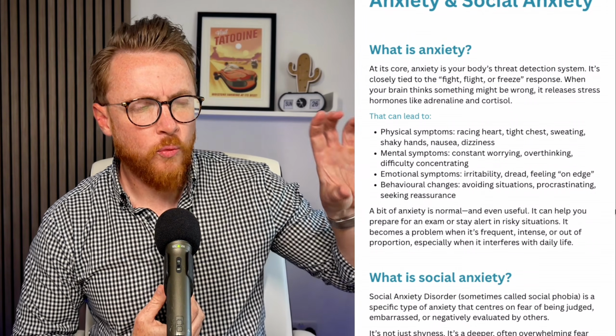So you've got those physical symptoms: racing heart, meaning your heart's beating really fast; a tight chest, when it just feels like it's quite difficult to breathe; sweating, shaky hands; nausea, meaning that you're feeling sick; or dizziness, meaning that your head just feels a little bit light and you feel wobbly on your feet. Mental symptoms: constant worrying, overthinking certain situations, and also difficulty concentrating. Emotional symptoms: irritability, meaning that you're getting annoyed quicker than usual; dread, feeling that something's going to happen; or just on edge. Now, if you're on edge, you're just kind of waiting for the next bad thing to happen, that feeling that you're on edge.